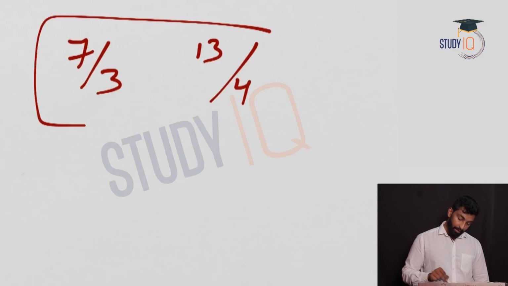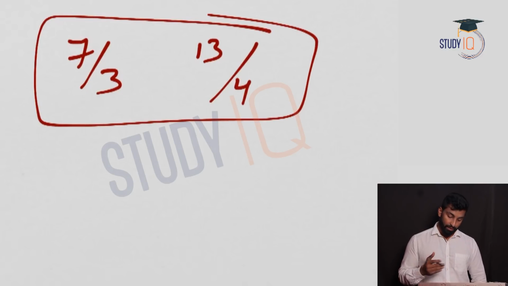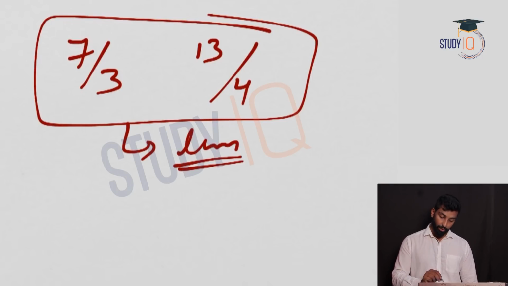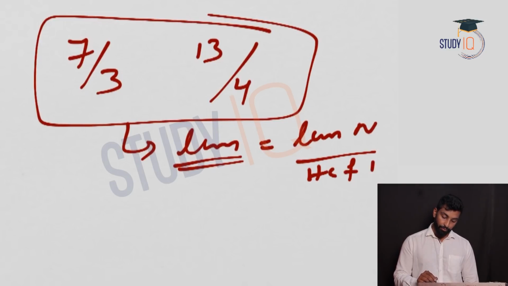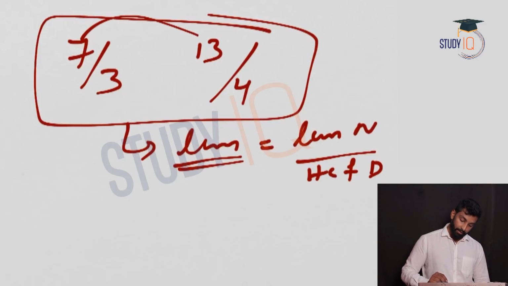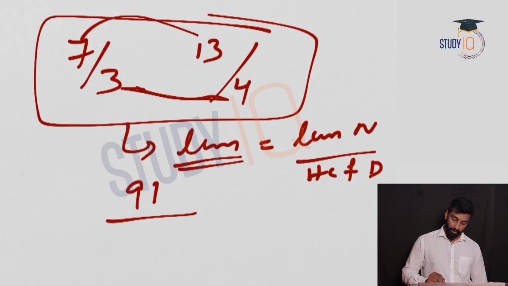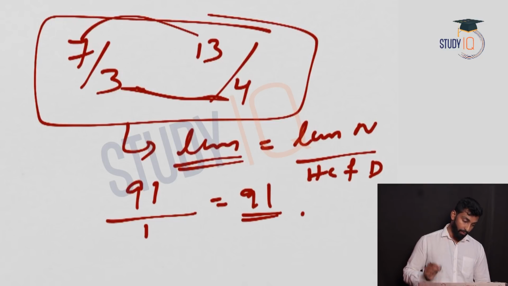Now in this question, what is given is the circumference of the wheels, right? So 7 by 3 and 13 by 4, which is the circumference of the wheels. So here what you need to find out is LCM only. Here it is the LCM of fractions, and you know that it is LCM of numerators divided by HCF of denominators. What is LCM of numerators? 7 into 13, that is 91. What is HCF of denominators? 3 and 4, you will just take the difference, you will get 1. So the answer for this question is 91.